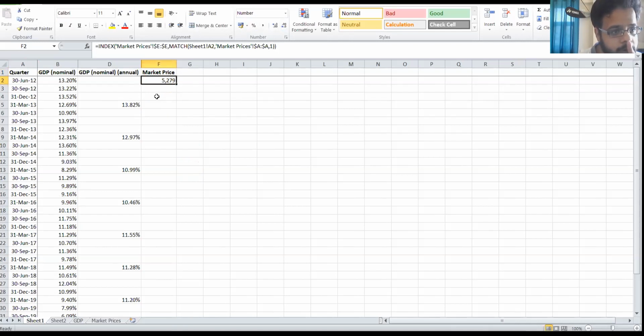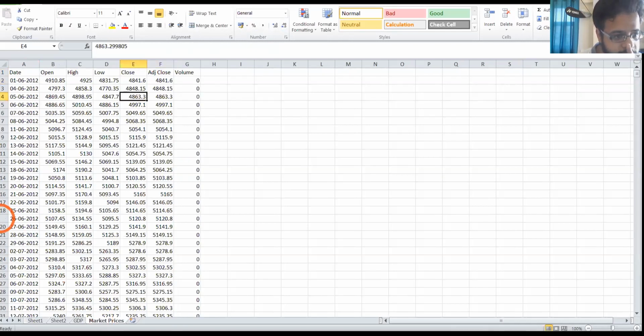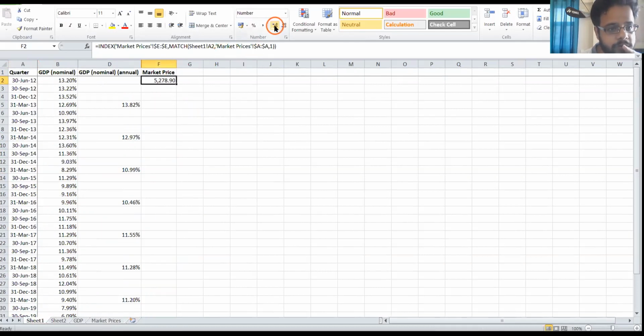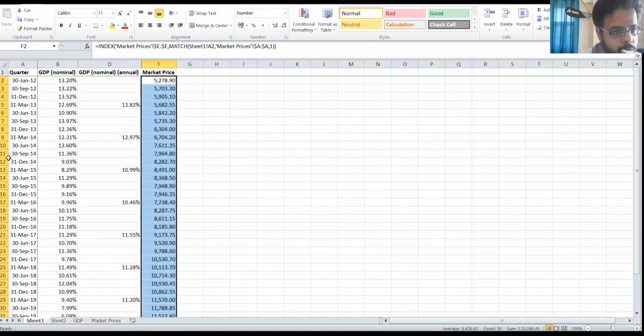2579 on 30th June 2012. Is this right? 30th June 2012, 2579. Yes, because on 30th June the market was not operating. So I have the data for 29th June. That is 2578.90. Perfect. Let's drag it down. Let's do one more check.